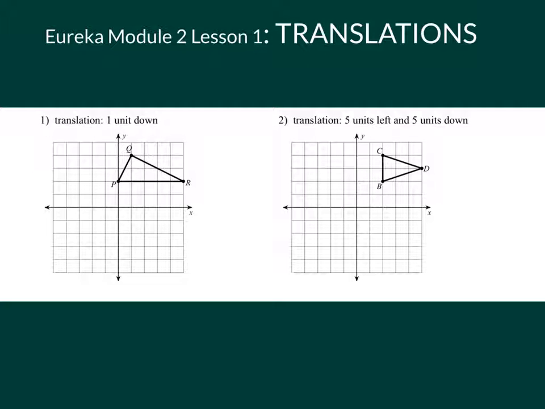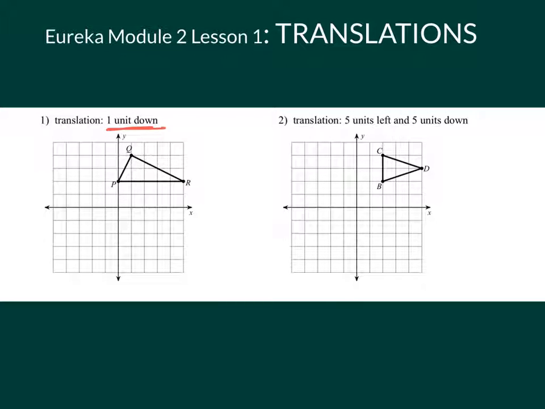So here in these first two examples, we are going to just count on the coordinate plane. It's important to be patient in this process, to move one vertex at a time, and not try to do the entire shape all at once. So let's do this first figure. It says translate 1 unit down.